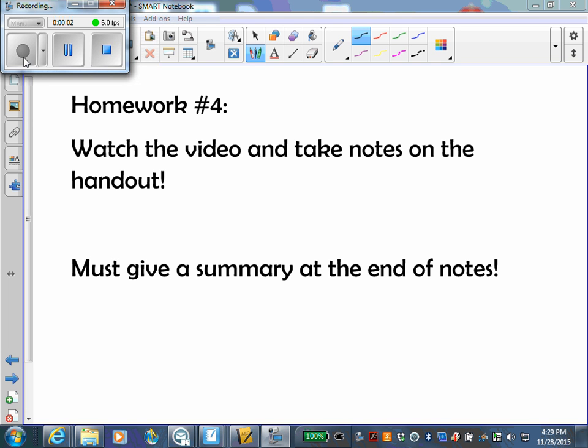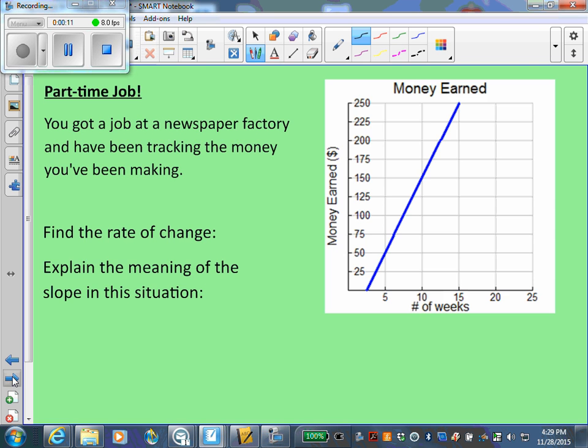Right, your homework tonight is to watch this video and take notes on the handout that you were given, and it is all about finding the meaning of slope. So here's our first example that we're going to go through together.